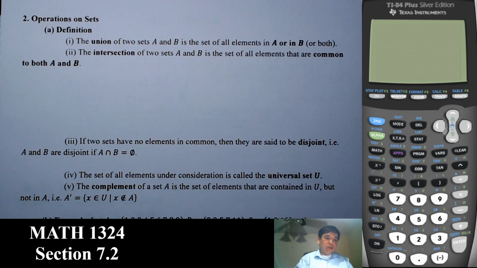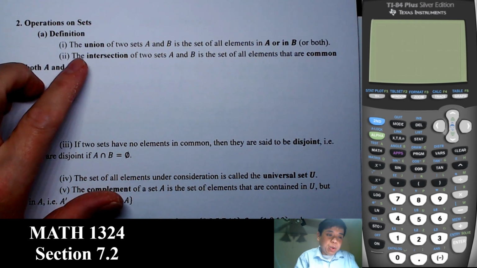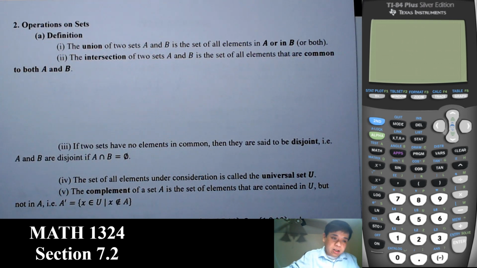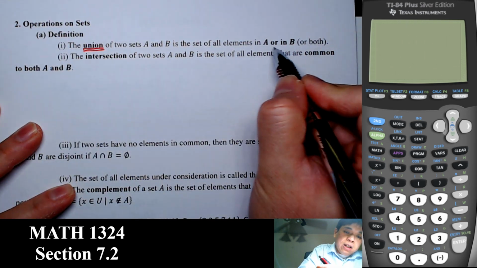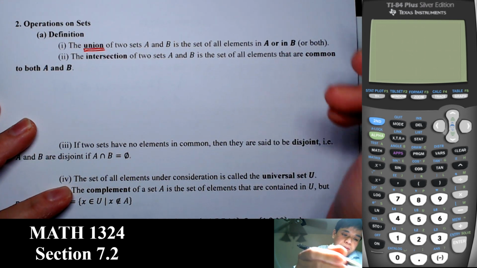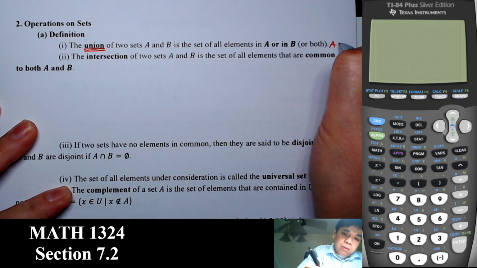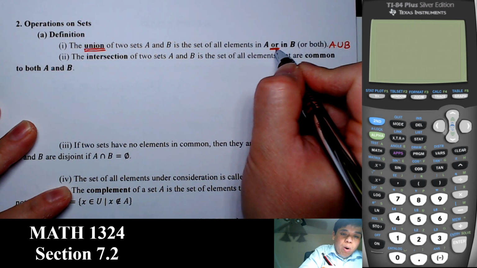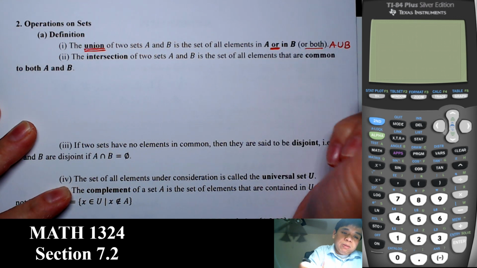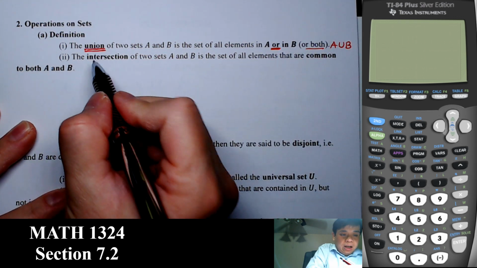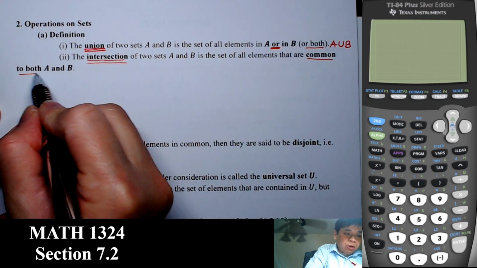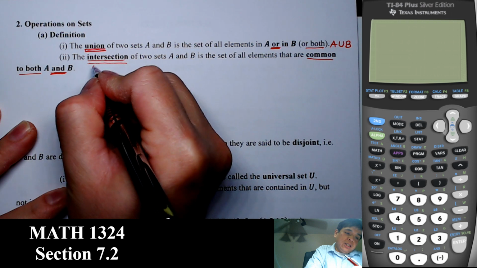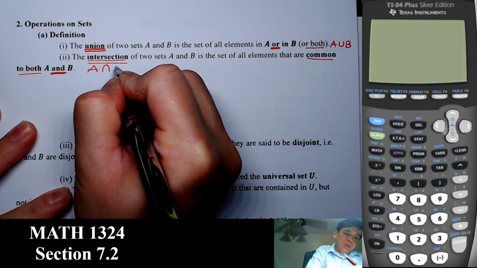Next we have operations on sets. On sets we have union and intersection. The union, the symbol of that is A union B, and it is characterized by the word or. That could be both. And then intersection, the symbol of that is common to both, and this is and. The intersection we denote by the upside down U.